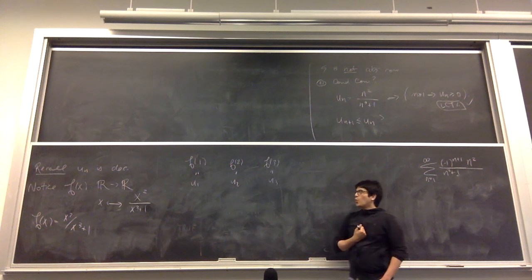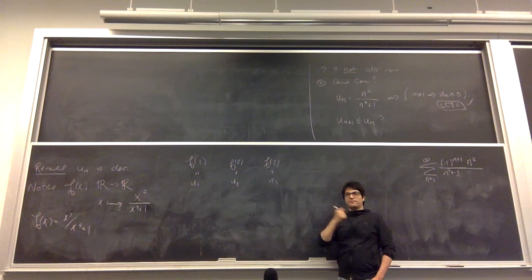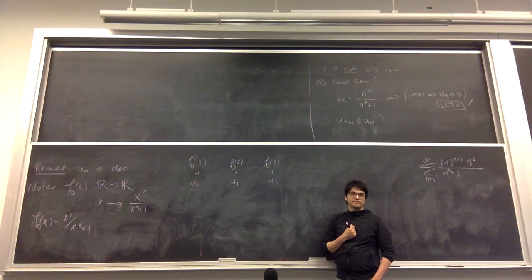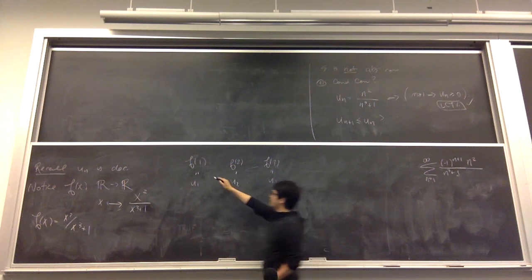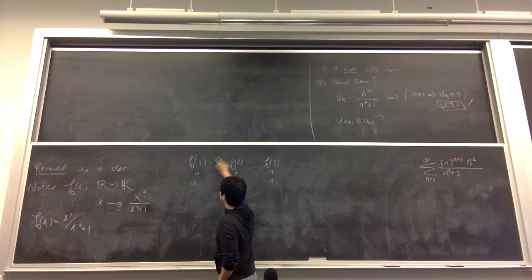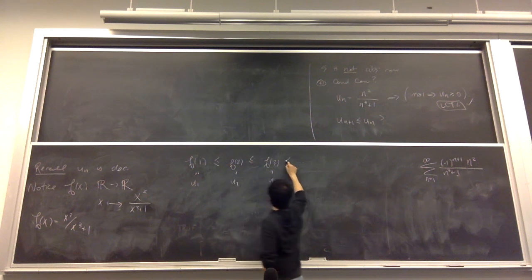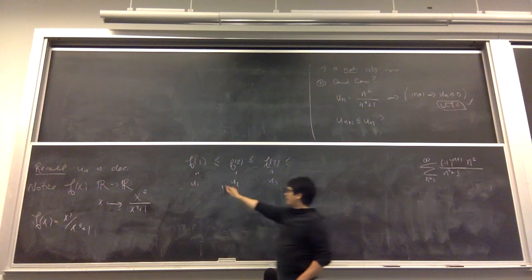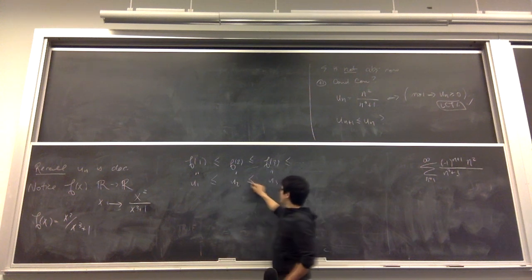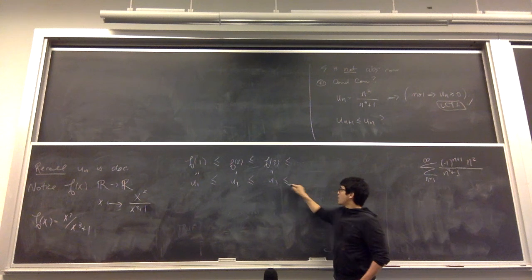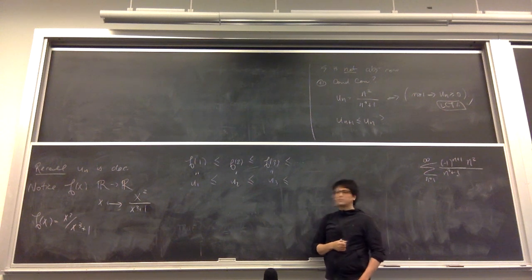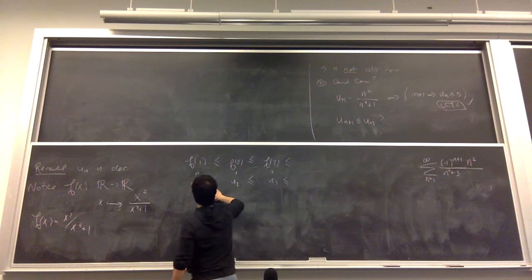What would we be able to conclude if f was a decreasing function? If I could do this, that would bring those down here. And then what can we conclude about these u's? Was it the other way? Yeah. Oh yeah, you're right. Thank you.